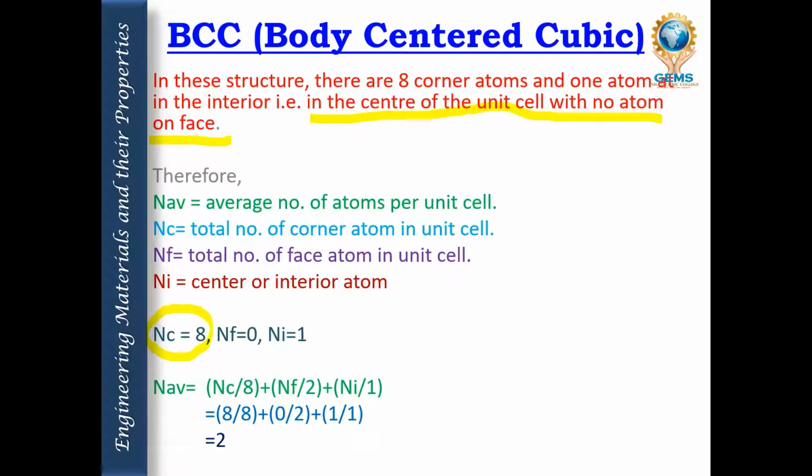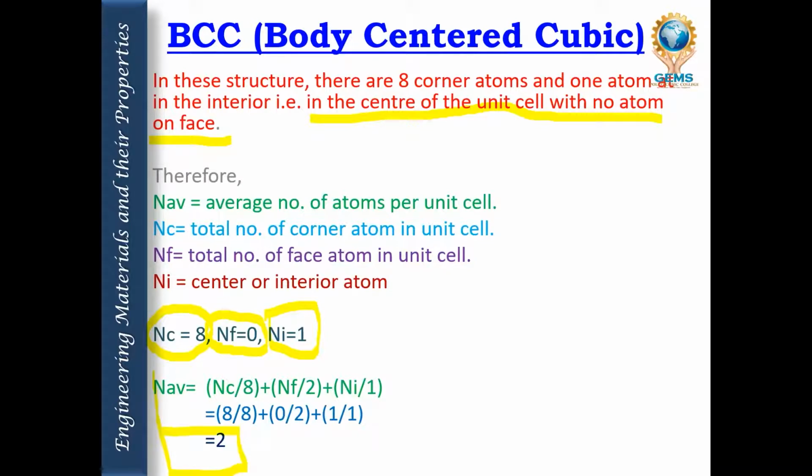So this is the actual calculation. NAV is the average number of atoms per unit cell, which is equal to NC/8 + NF/2 + Ni/1, where NC is the total number of corner atoms in the unit cell, NF is the total number of face atoms in the unit cell, and Ni is the number of center or interior atoms. NF is 0, and the center or interior atom is 1 only. So 8 by 8 is equal to 1, and 0 by 2 is equal to 0, plus 1. So totally the average number of atoms per unit cell is 2.